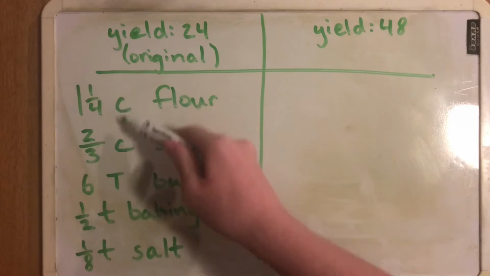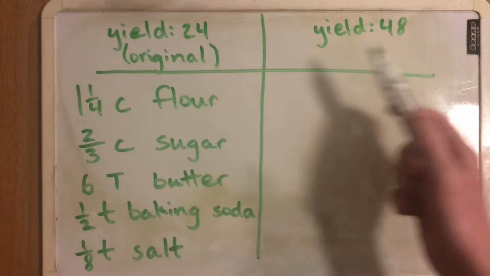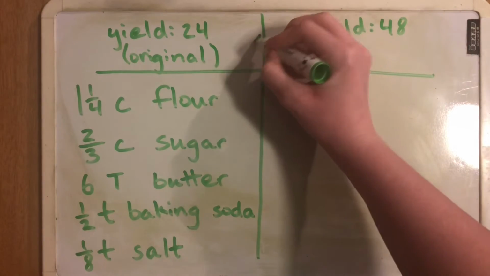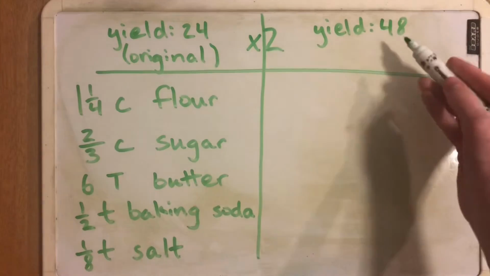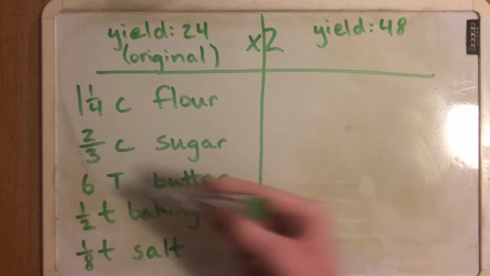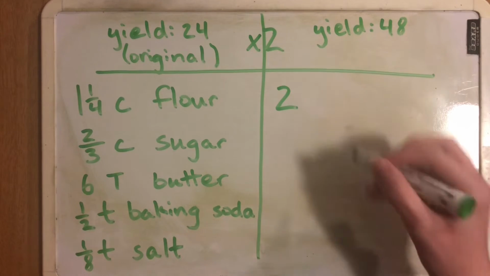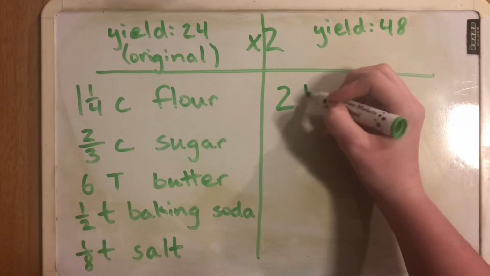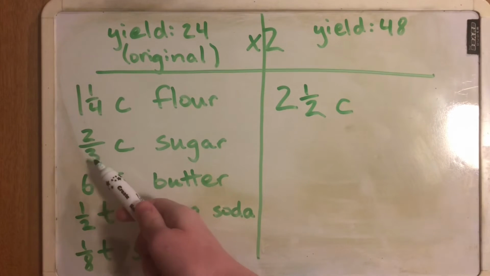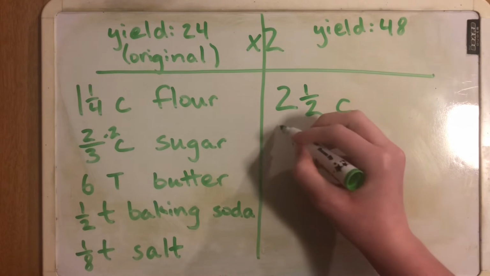So this is the original amount of everything we need to make 24. And we want to multiply by 2. I'll put that there, times 2, to make 48. So let's start. 1 1/4 cup of flour, 1 cup times 2 is 2 cups. 1/4 cup times 2 is 2/4 or 1/2. 2/3 times 2, we're going to multiply that 2 on the top to get 6/3.